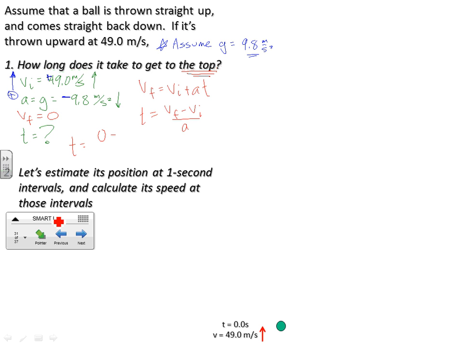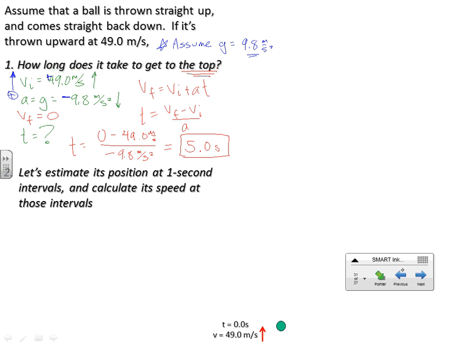So Vi is positive, so T is 0 minus 49 meters per second divided by negative 9.8 meters per second squared. Notice that our 2 negatives make this amount of time a positive 5 seconds, exactly 5 seconds. Okay, there's our time in the air.